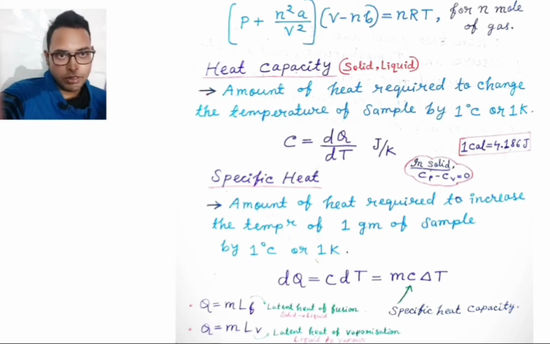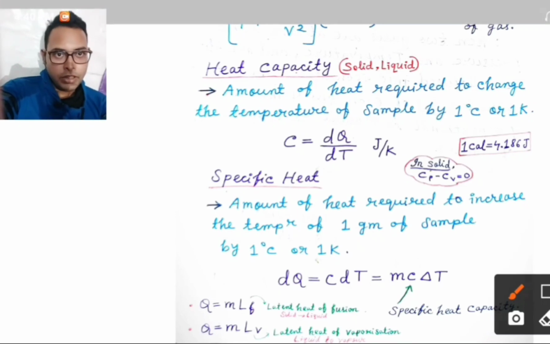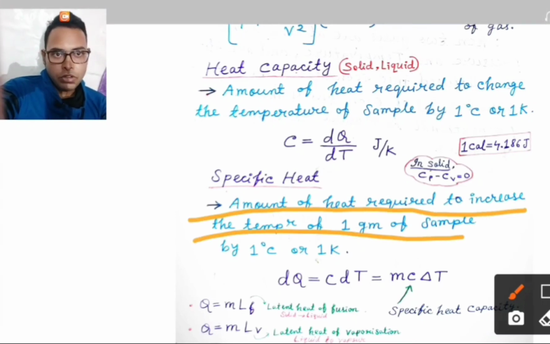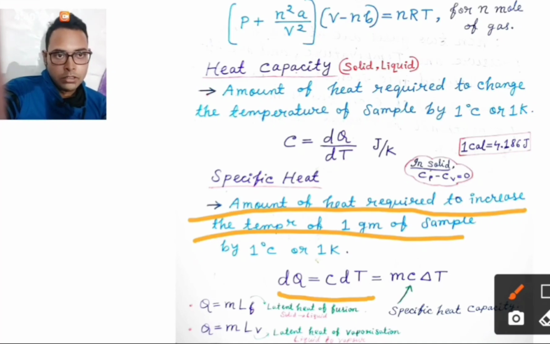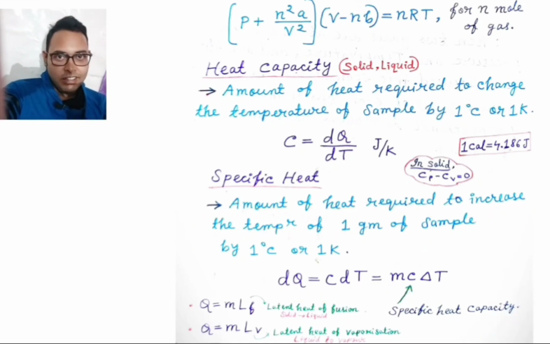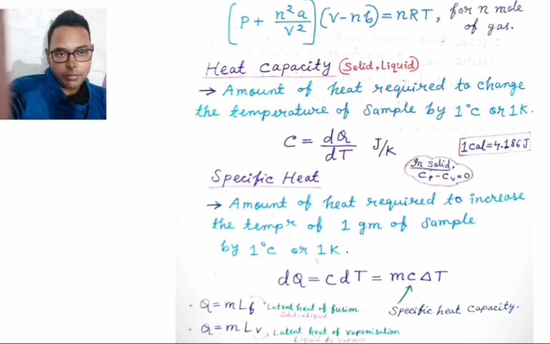This is different. And specific heat of solid and liquid will be the amount of heat required to increase the temperature of 1 gram of that sample of liquid or solid by 1 degree centigrade or 1 Kelvin. This is dq is equal to C delta T, or we can famously say m c delta T. This is interesting. dq is equal to m c delta T, and Q is equal to m L, where L is the latent heat of fusion.